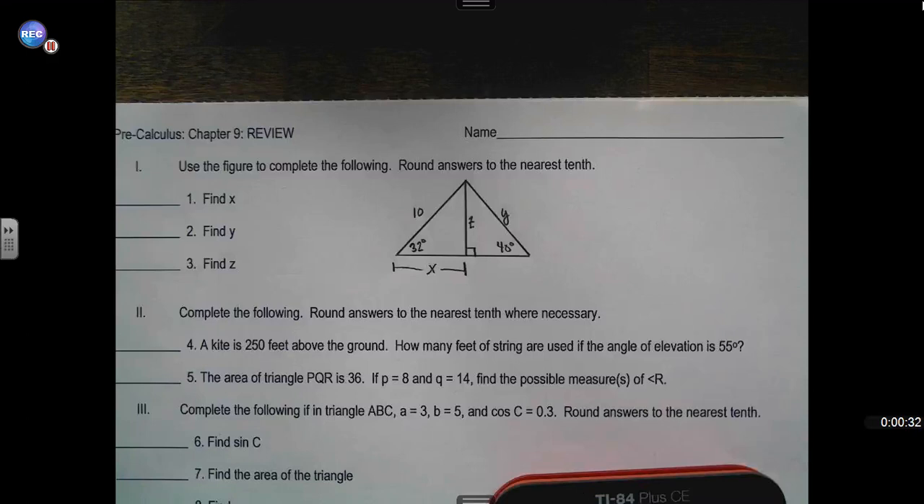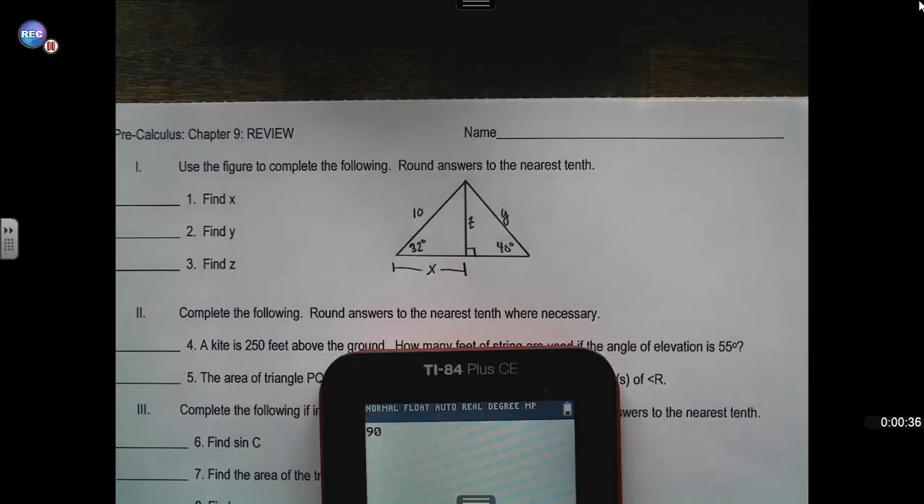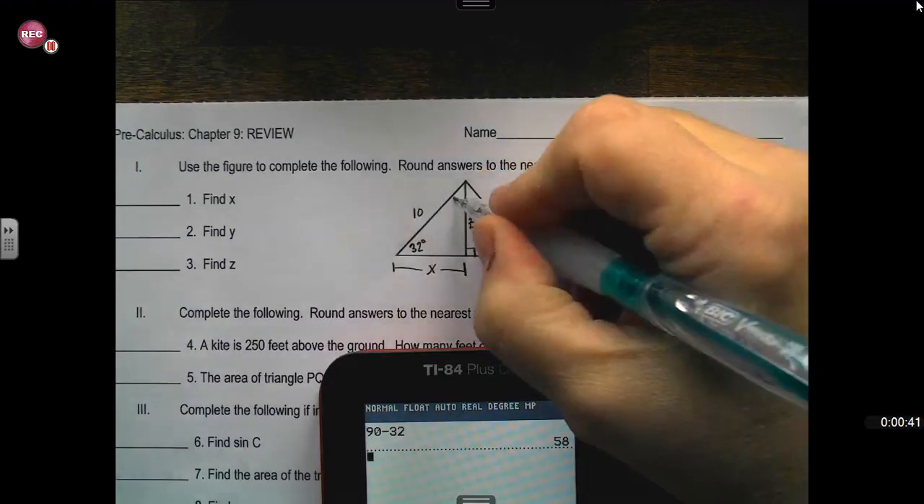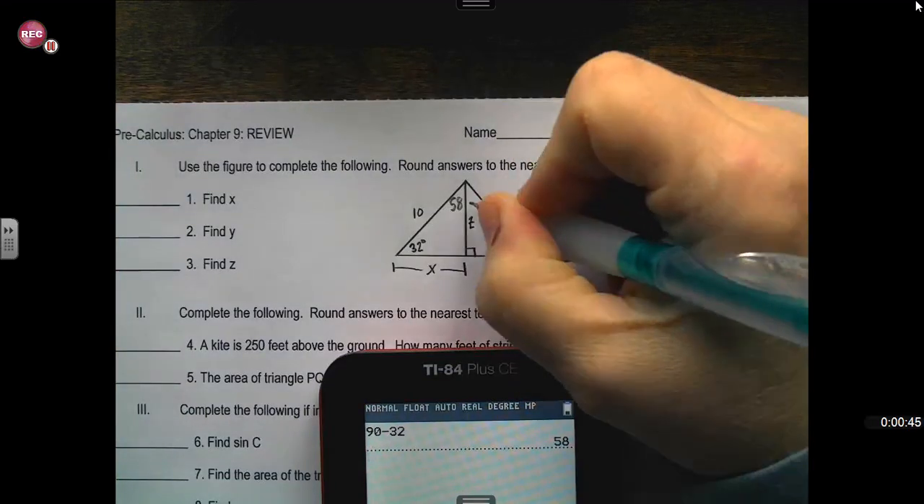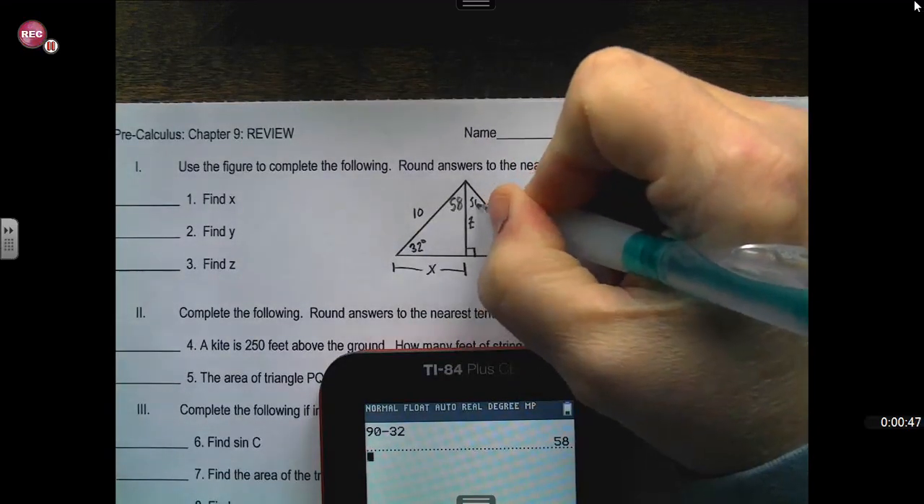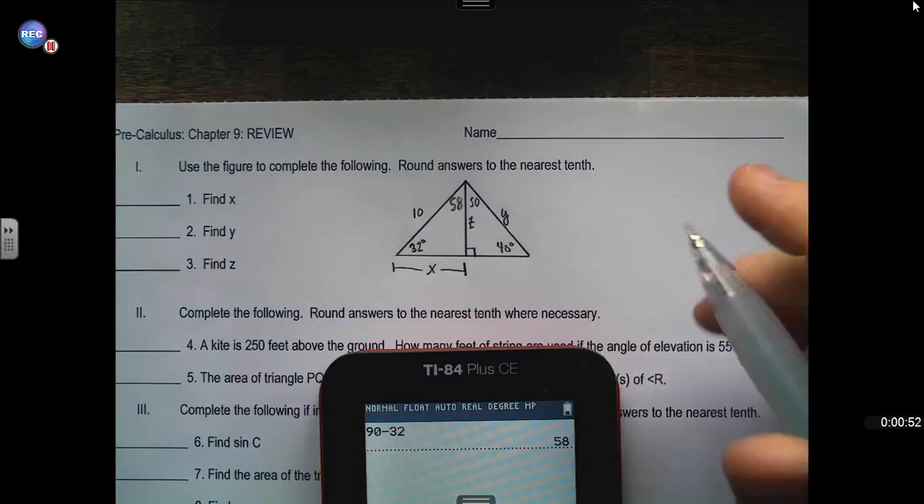If we can figure that angle out up top, we don't have to, but if I take 90 minus 32, this angle would be 58. And if I take 90 minus 40, this angle would be 50. But what I'm finding here are the lengths of the sides that aren't given.